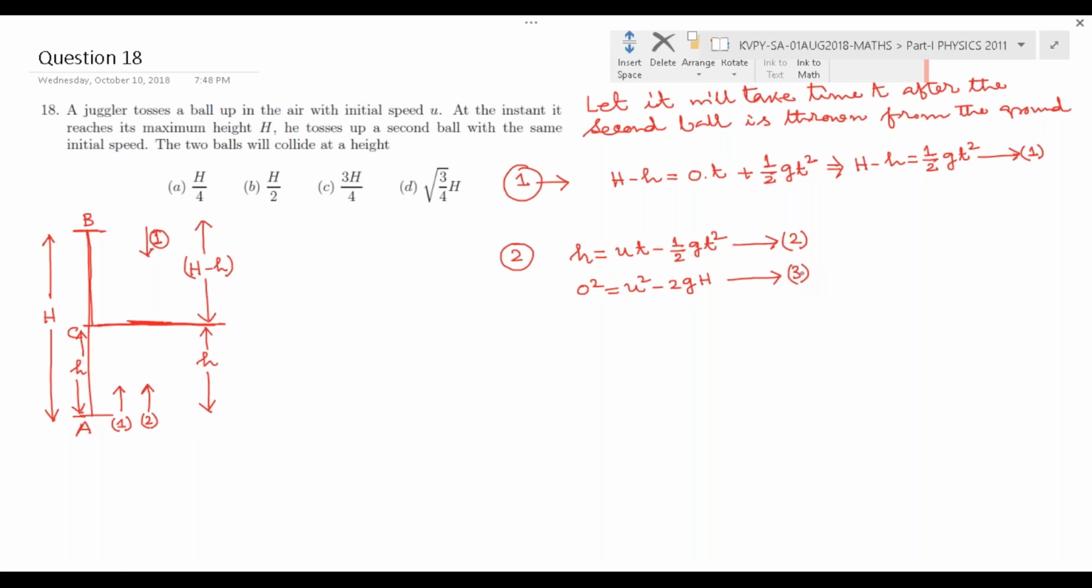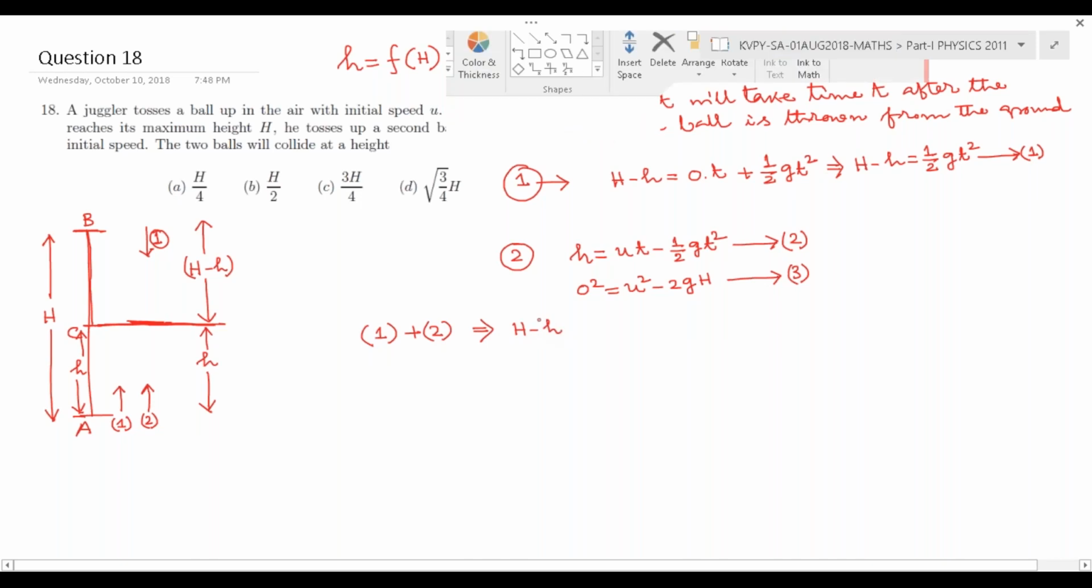So what is the target? The target is to find the value of lowercase h as a function of capital H. So if I write it in a mathematical description, you need to find the value of h as a function of capital H. That is your task. So what we are going to do is add both sides of equation 1 and 2. What will we get? We will get capital H minus h, capital H minus h.